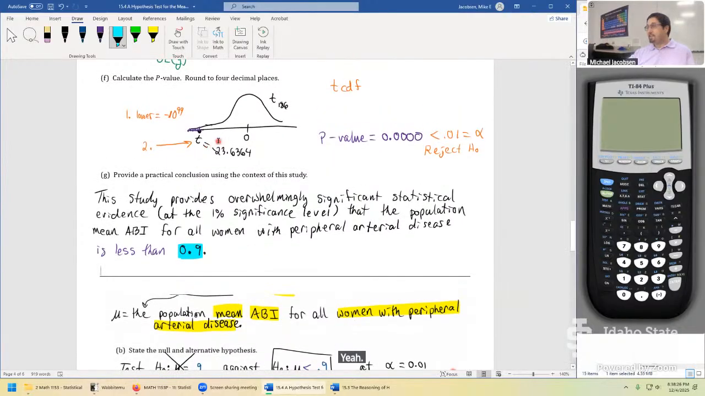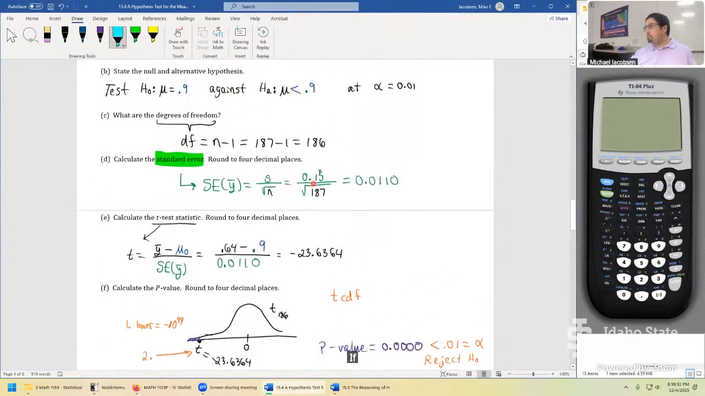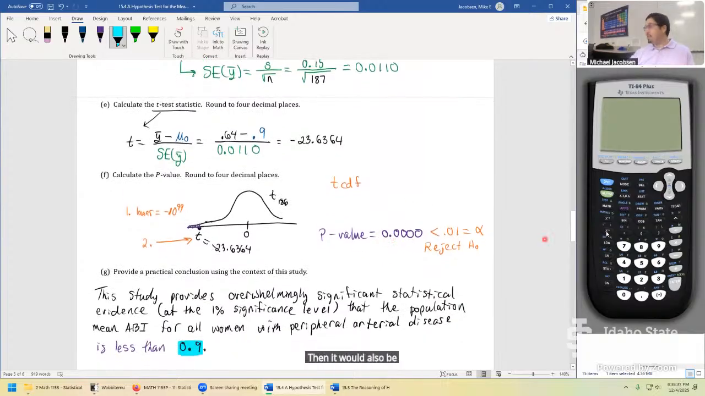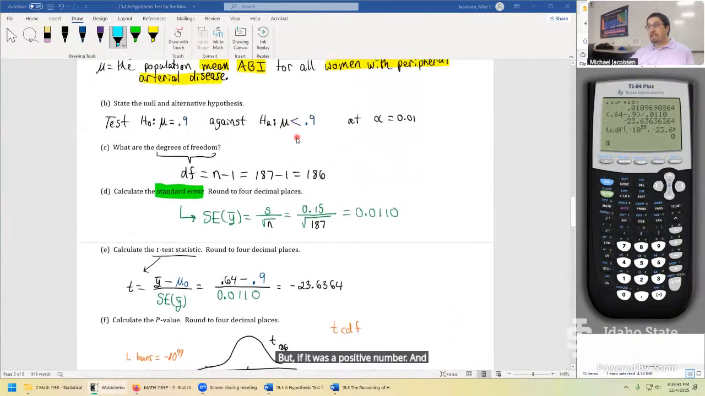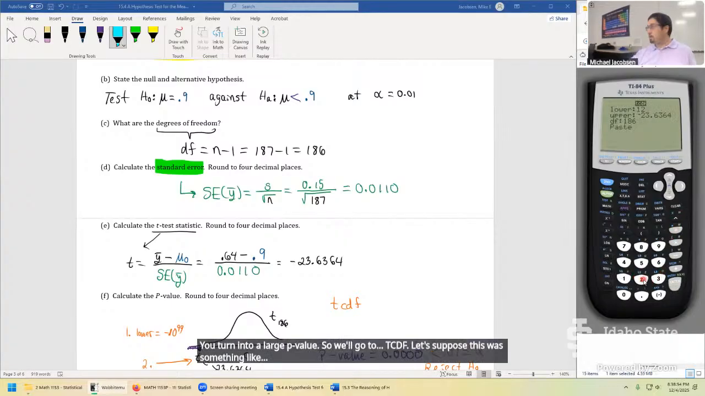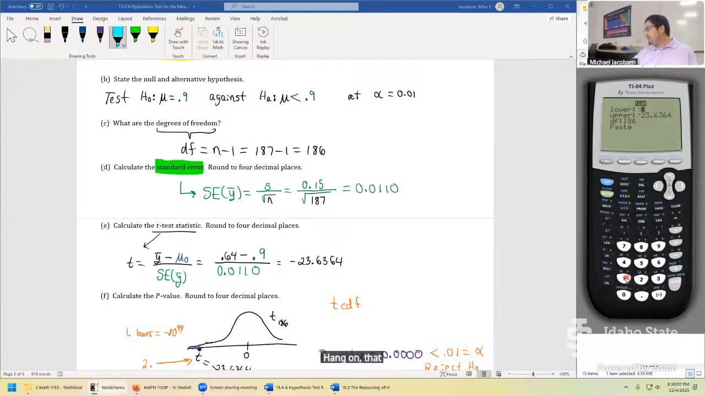Yeah, exactly. If it was a positive number, but it was also a right tail test, then it would also be essentially 0 as well. But if it was a positive number and it's still just a left tail test, here's what it would come out as. It would turn into a large p-value. So we'll go to TCDF. Let's suppose this was something like 12. So a really large positive value. Or hang on, that'd still be -10 power 99.